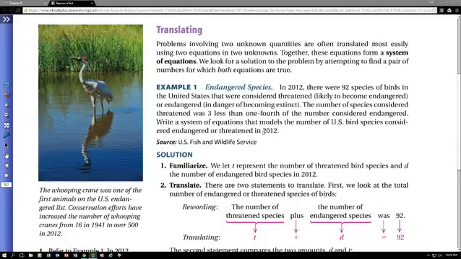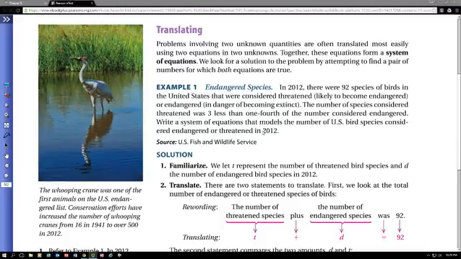So let's look at this first example of endangered species. It says in 2012 there were 92 species of birds in the United States that were considered threatened. In parentheses they have "likely to be endangered," so that's what threatened means in this conservation scenario. Or endangered, which is the next stage, where they're in danger of becoming extinct. In other words, at that point there's none of them left.